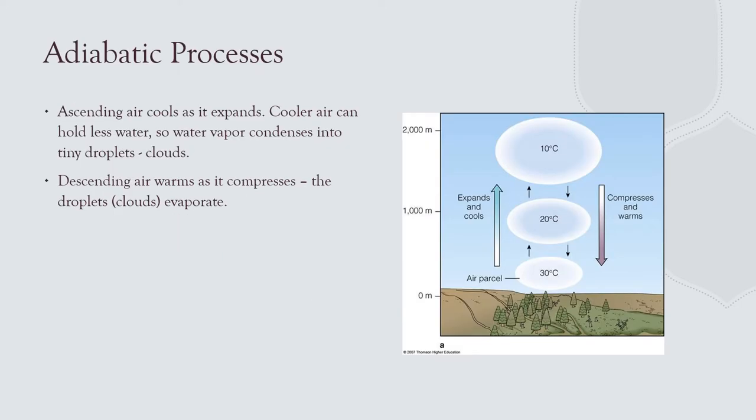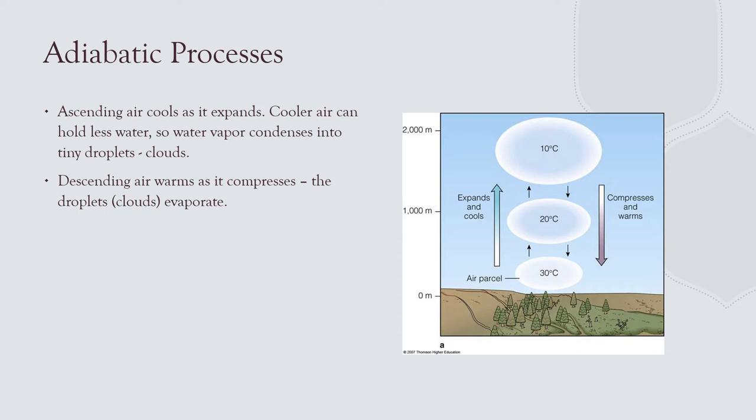One of the more important processes that we look at is adiabatic heating and cooling. When you take a look at the graphic here, you can see at ground level, we have a 30 degree parcel of air. As that air rises, now rising air is low pressure. As that air rises, it expands and cools. You're not adding heat energy, but you're changing the temperature due to expansion.